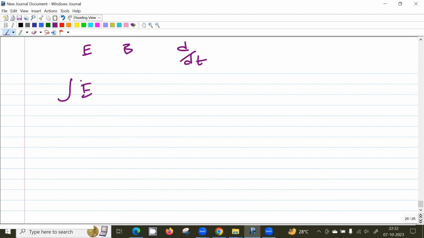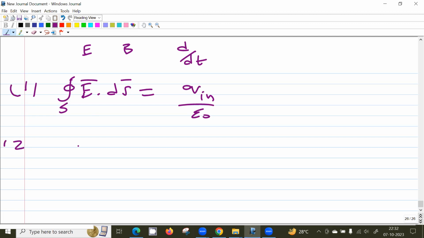Integral E dot ds, which is the flux, the surface integral over a closed surface, equal to Qn by epsilon naught, right? This is the first Maxwell equation. It relates the electric field to its source, which is the charge.